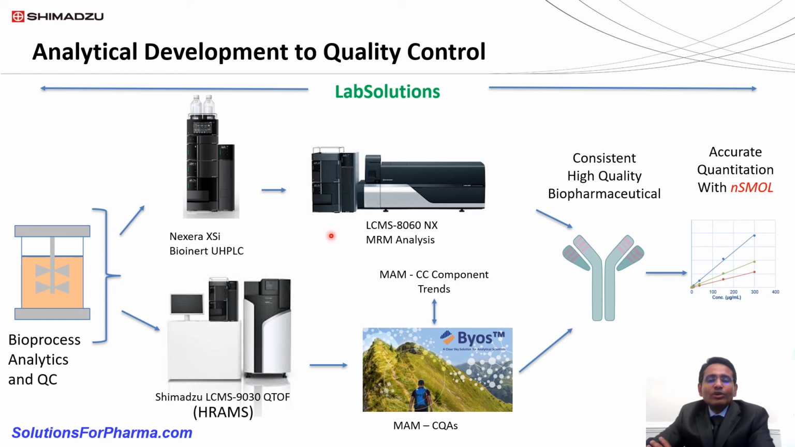Now you are thinking you want to do peptide MRM based quantitation analysis for your digested peptide or any kind of peptides. In that case, LCMS 8060NX would be highly beneficial. Now you are thinking you want to do peptide mapping or intact protein analysis or even N-glycan analysis. In that case, Shimadzu's LCMS 9030 QTOF high resolution mass spectrometry would be very useful. And for all those analyses we use BIOS protein metrics software from our partner.